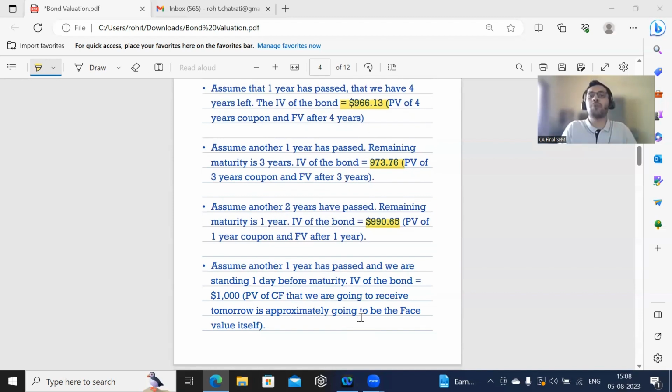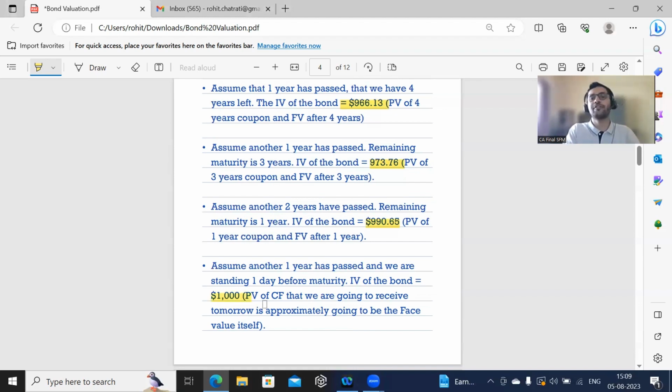The present value of the bond will actually be $1,000 discounted to today. The $1,000 that you're going to receive after half an hour, you have to discount it to now. It's obviously going to be equal to $1,000 itself, right? Because you're standing almost right at the moment. Something that you're going to receive after half an hour, the present value of that amount will actually be equal to $1,000 itself. So if you're standing half an hour away from maturity, the intrinsic value of the bond will actually be equal to the face value of the bond itself. So your intrinsic value will be equal to $1,000.